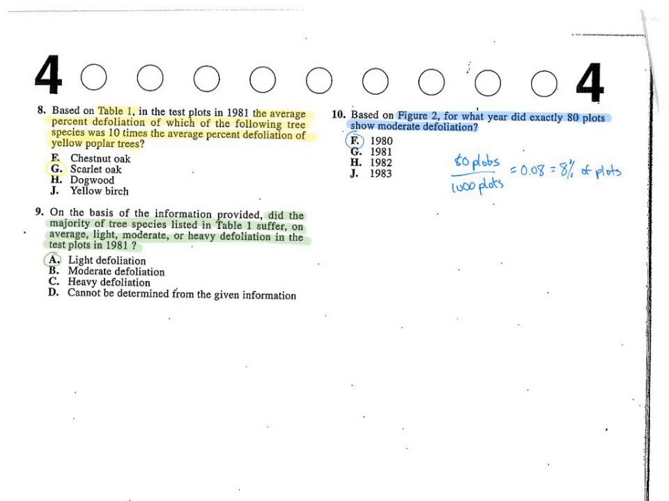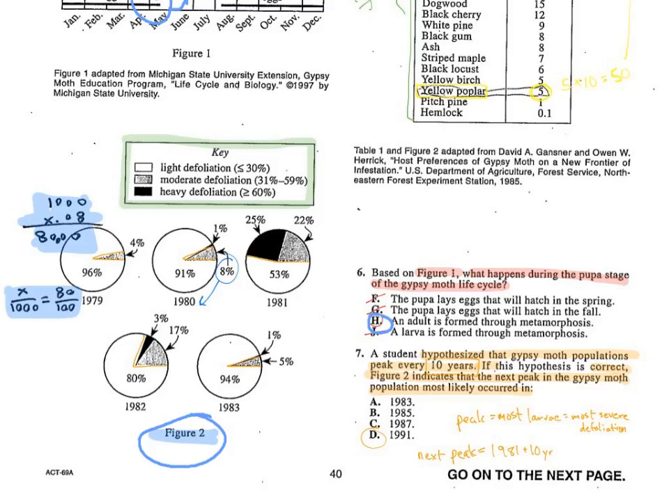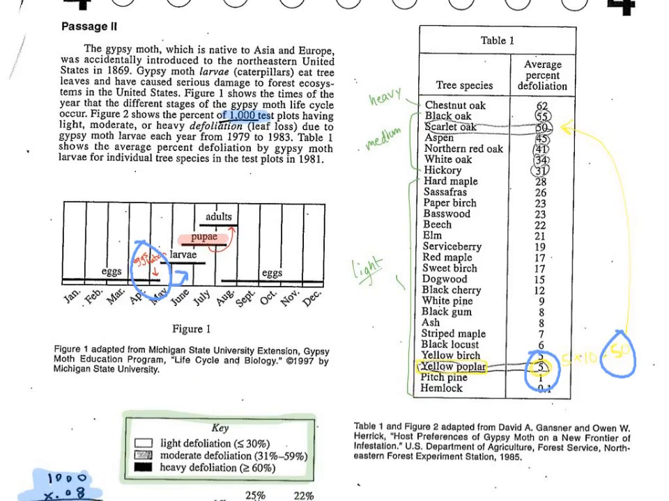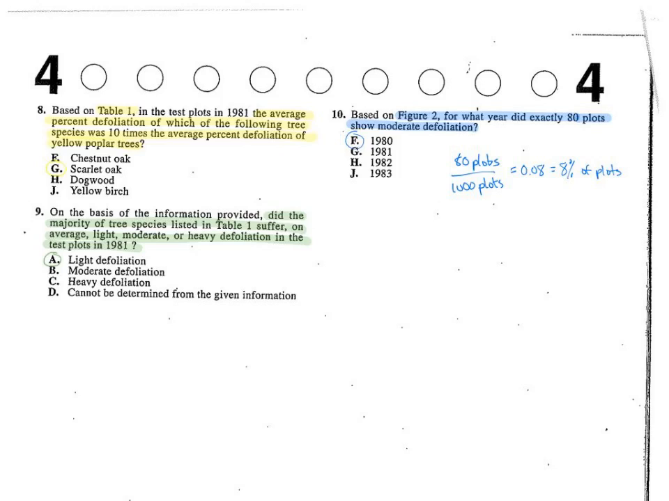The next question, number 8, based on table 1 in the test plots in 1981, the average percent defoliation of which of the following tree species was 10 times the average percent defoliation of yellow poplar? So find out what the yellow poplar defoliation was. It was about 5. 10 times that would be 50. What had an average percent defoliation of 50 was the scarlet oak.